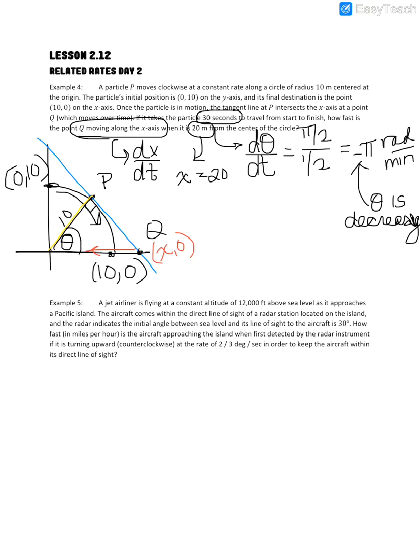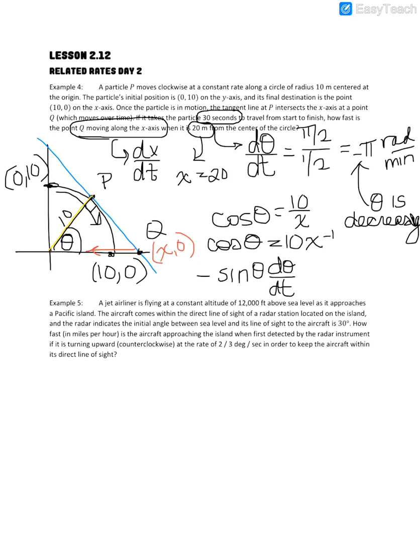All right, so we're going to do cosine of theta is equal to adjacent over hypotenuse. So my adjacent is 10, my hypotenuse is x. I'm going to rewrite it as 10x to the negative 1. And now I'm going to do my derivative. So here we have the derivative of cosine, negative sine theta, d theta/dt. And here we have negative 10x to the negative 2, dx/dt.